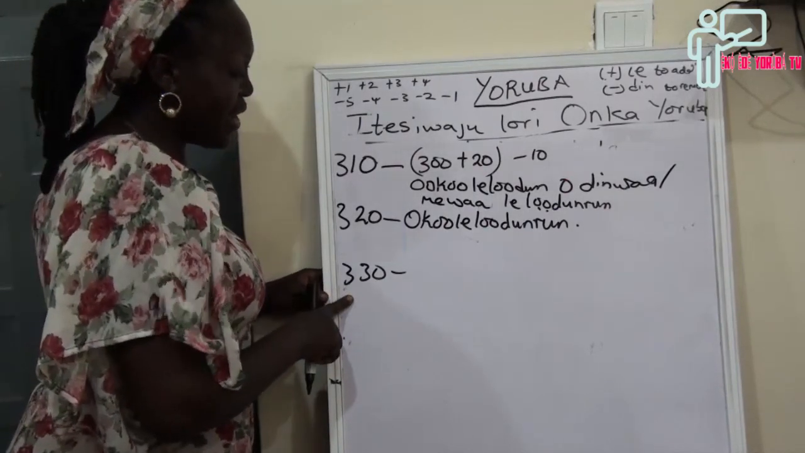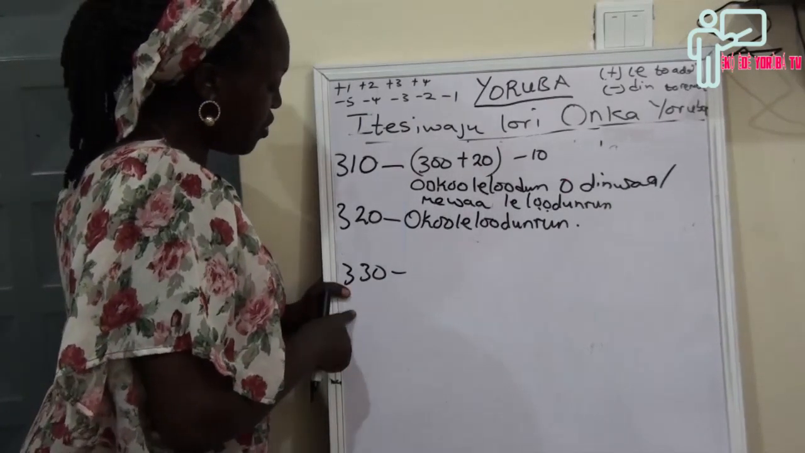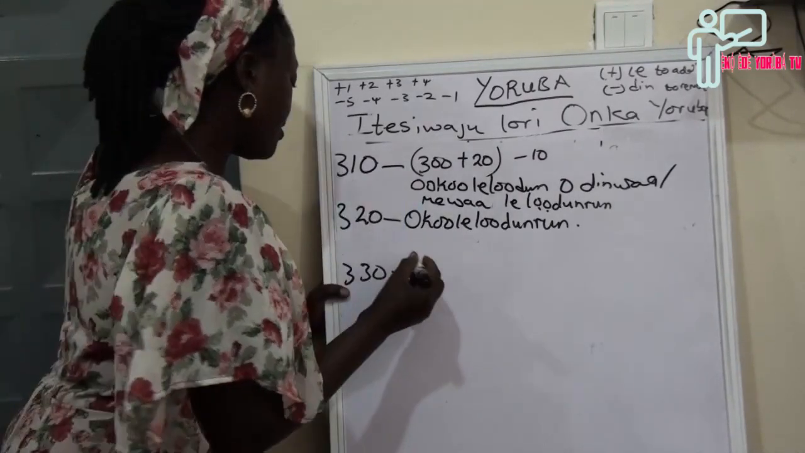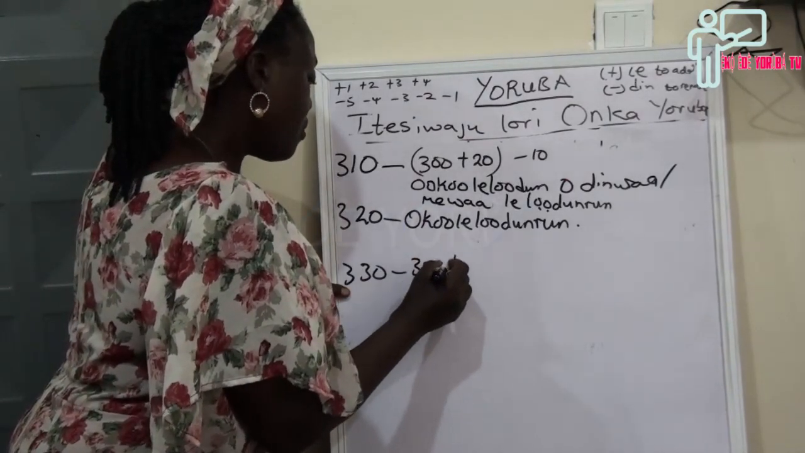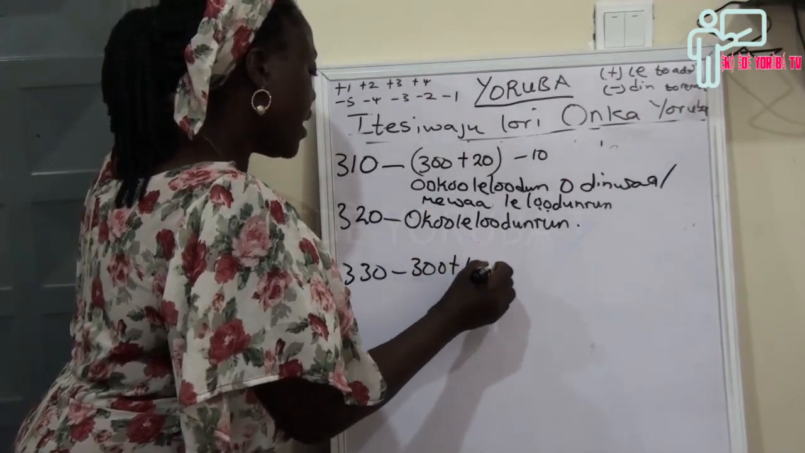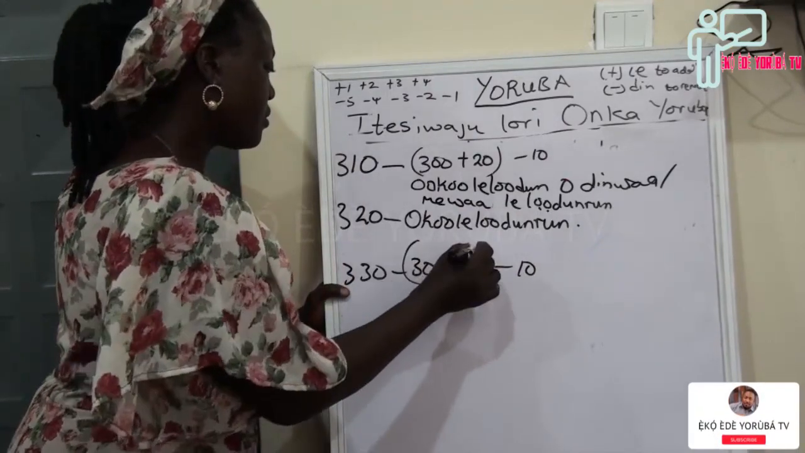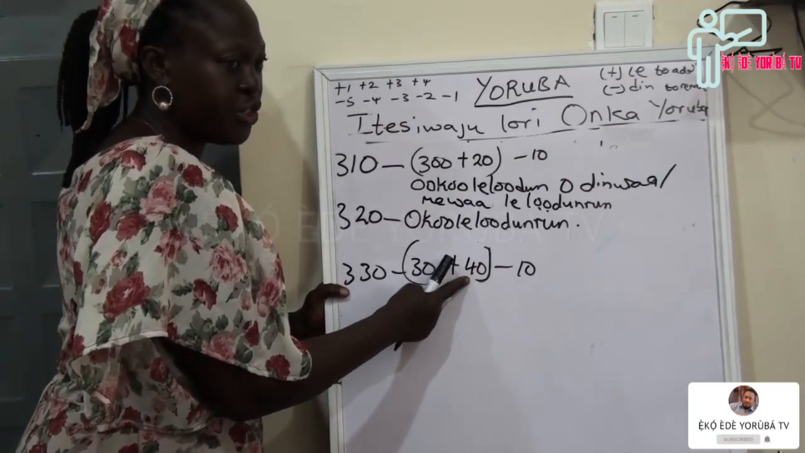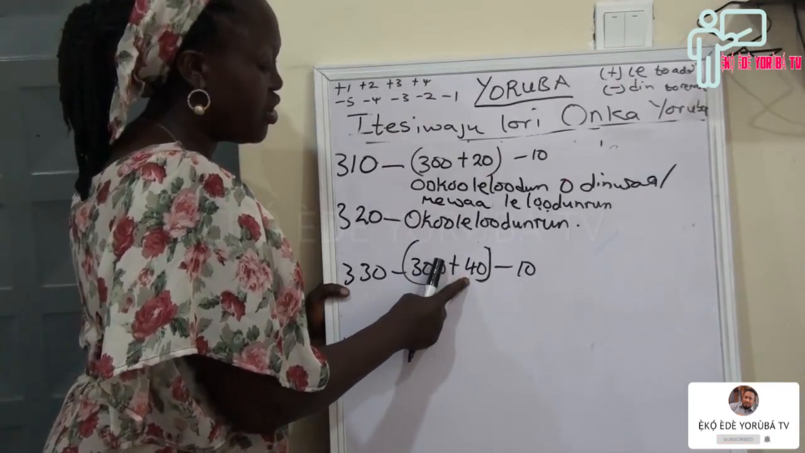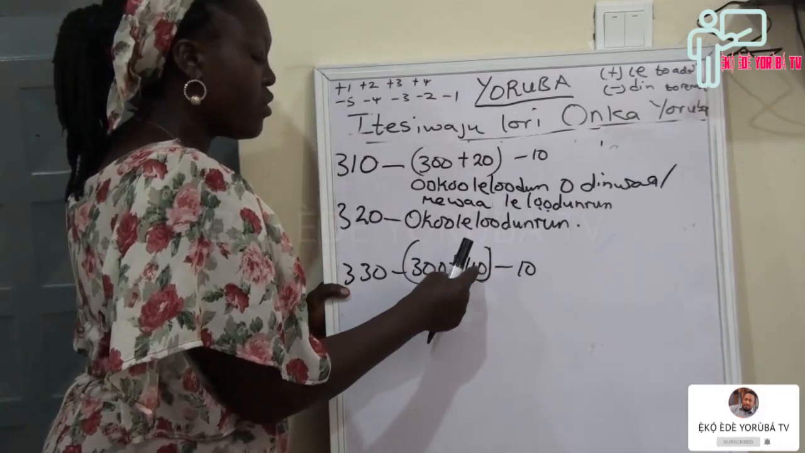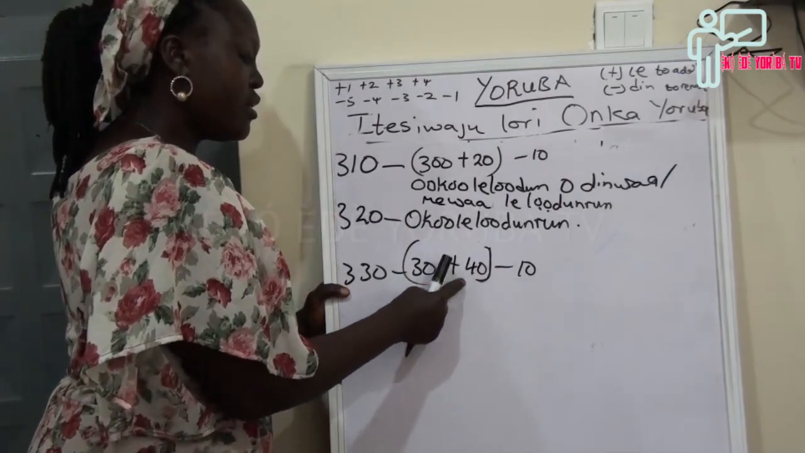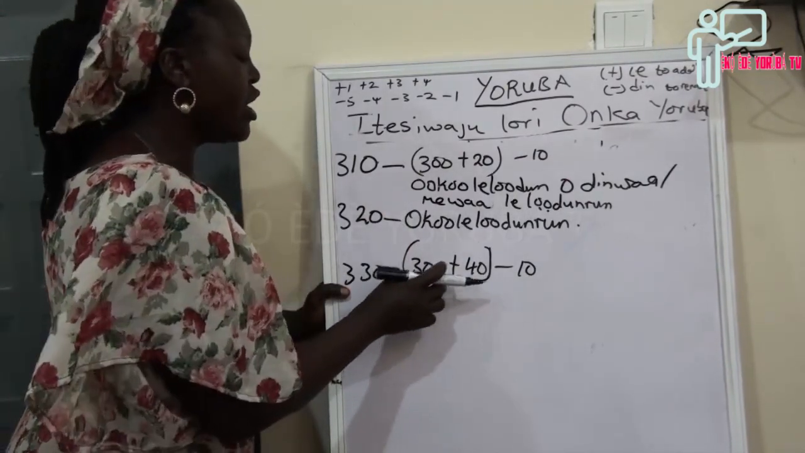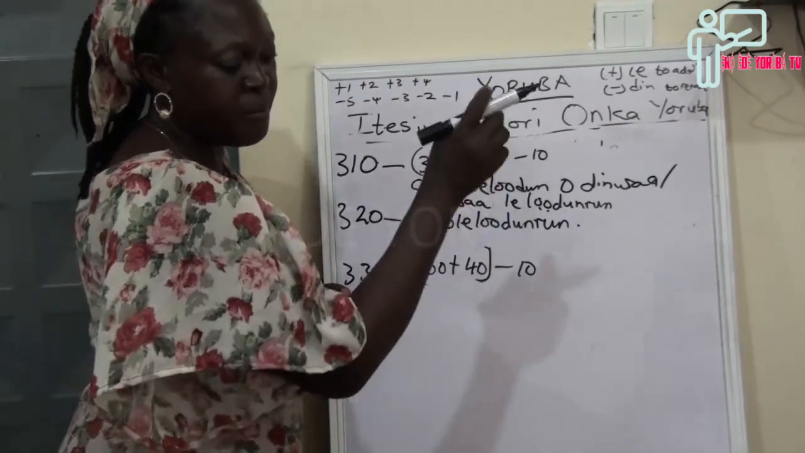Now 330. How do we write this? So we still go for the whole number, which is 300 plus 40 minus 10. What did I call this one the other time? OG. That is Ogoji. 40, Ogoji. This is when we want to use OG too. So it will now be òjìléníọ̀ọ́dúnrún ó dín mẹ́wàá.